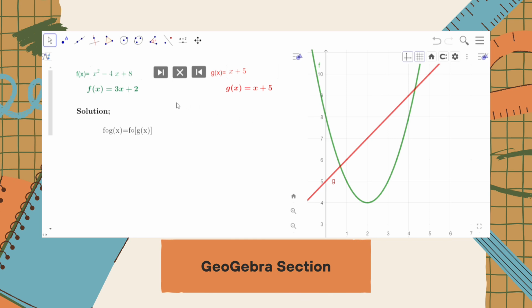So in order to solve it, you have to let the g(x) here in the function f(x), meaning that you have to substitute the g(x) in the x of the function f(x).